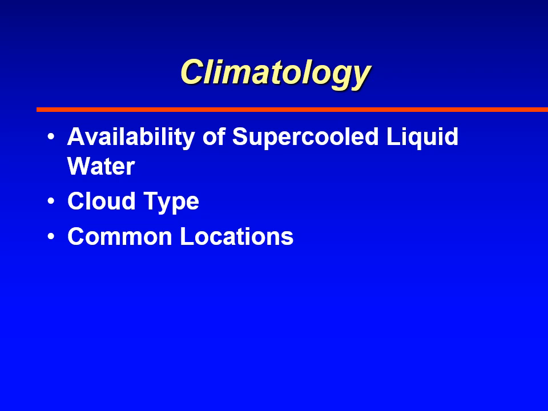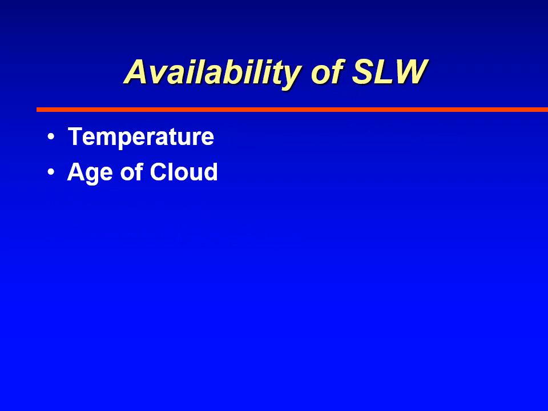And we can break that down into the availability of supercooled liquid water. Where do you find supercooled liquid water? Because that's what causes ice. Also, certain types of clouds tend to have more icing than others. And then also, there are places where you tend to find icing more frequently than other locations. So we'll look at common locations for icing also.